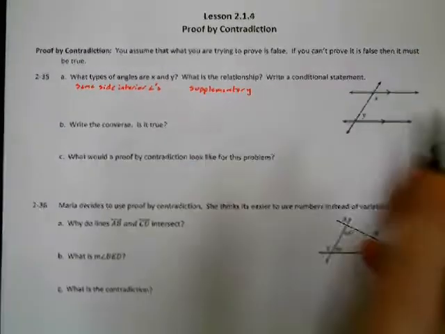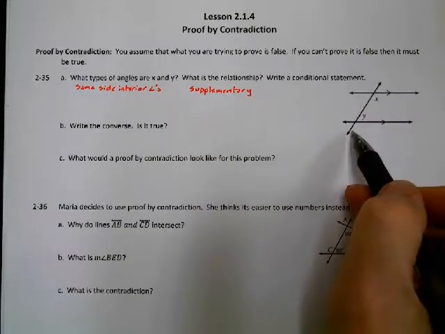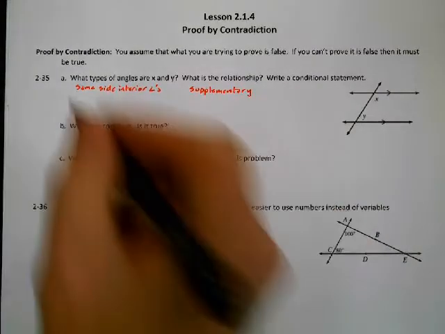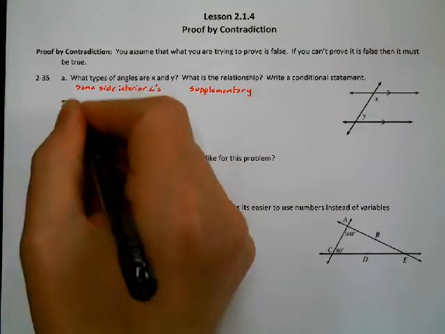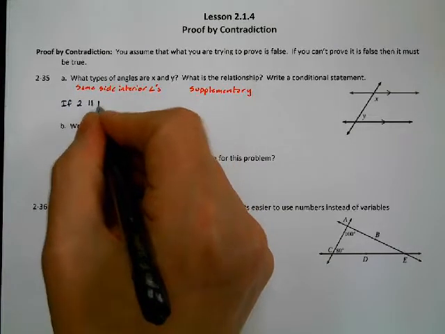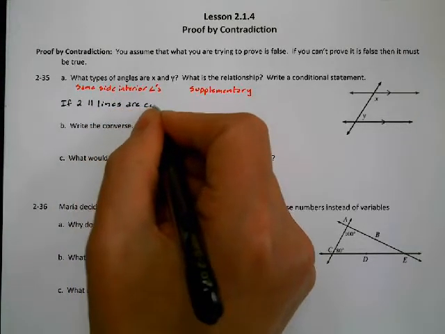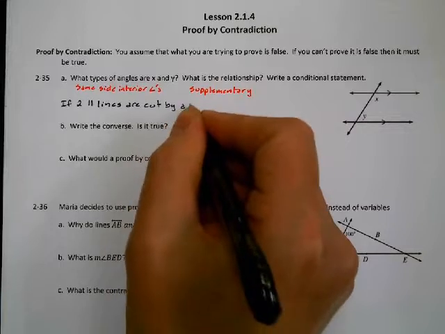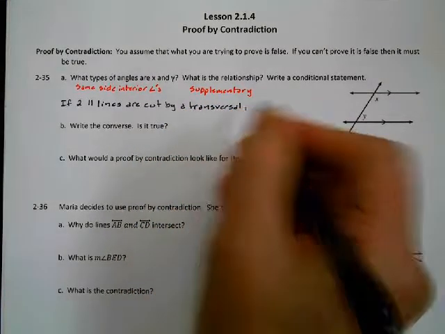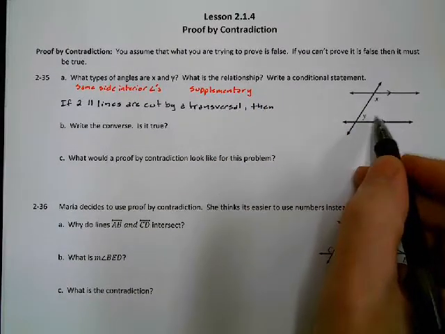So write a conditional statement. Well, we said if lines are parallel and they're cut by a transversal, then same side interior angles are supplementary. All right, so if two parallel lines, I'm just going to do the symbol for parallel right there. If two parallel lines are cut by a transversal, then one of the things that we know is true is that these same side interior angles are supplementary to each other.